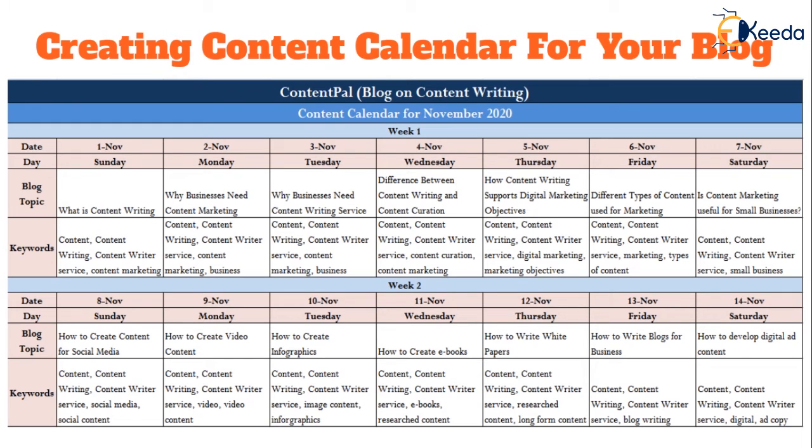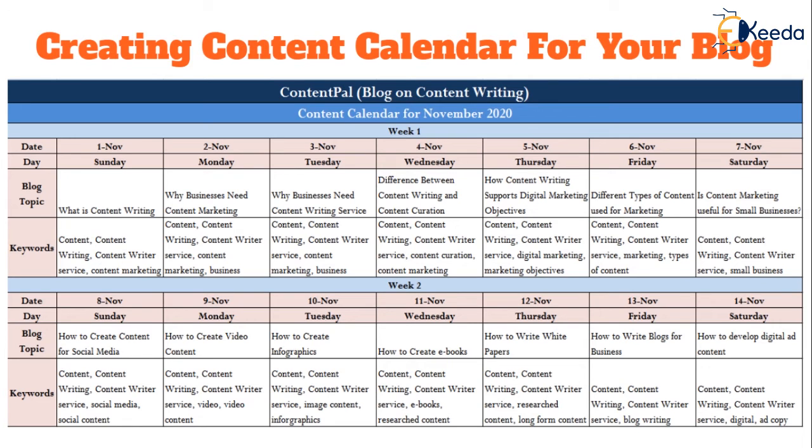topics like why businesses need content marketing, why businesses need content writing service, difference between content writing and content curation, content writing, how it supports digital marketing objectives, different types of content used for marketing. Is content marketing useful for small businesses? How to create content for social media, how to create video content, how to create infographics, how to create ebooks, how to write white papers, how to write blogs, and how to develop digital ad content. A good amount of ground can be covered within 2 weeks itself.